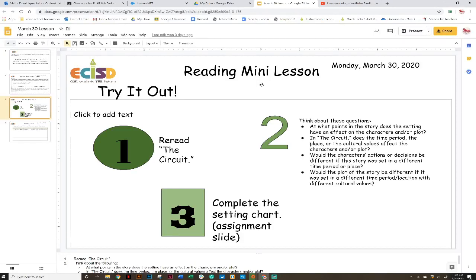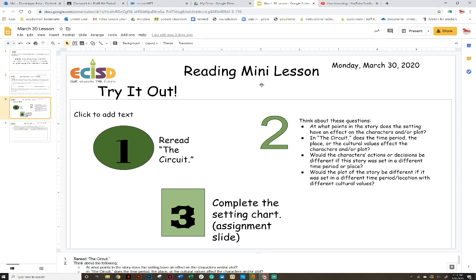So that first question, it's asking us, how does the setting affect the characters? Basic. The second question is asking us, does the time period that it's in, which I believe is the 1960s, affect the characters? Does the time period, the place, or their cultural values? What culture are they part of? They're Mexican migrant workers. Okay, don't forget that. So does their culture affect the characters or how the plot is driven?